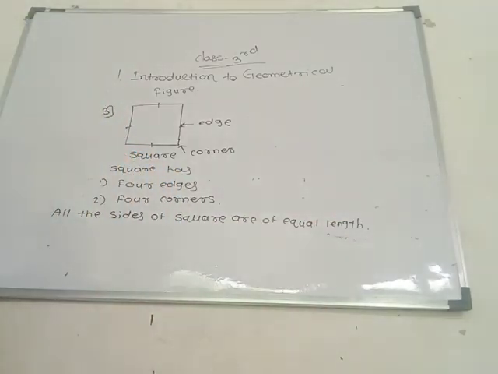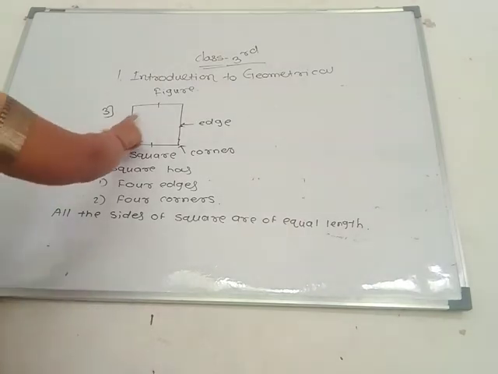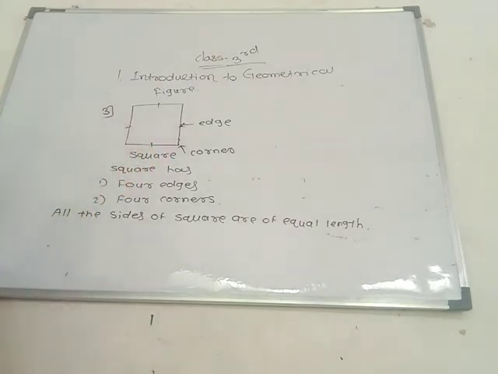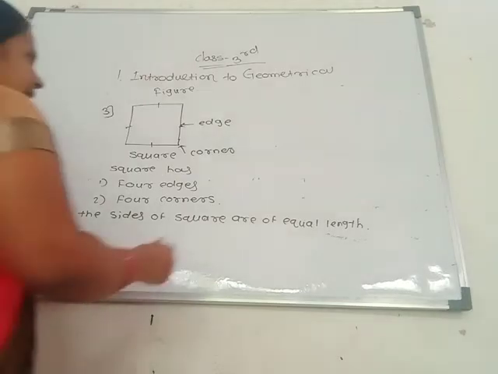Here in a square, there are 4 corners and 4 edges. All the sides you see here are the same length. But in a rectangle, only opposite sides are equal, and in a square, all sides are equal. And the last figure remaining, triangle.